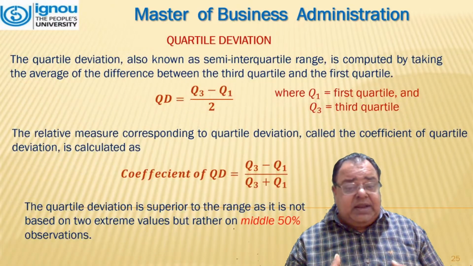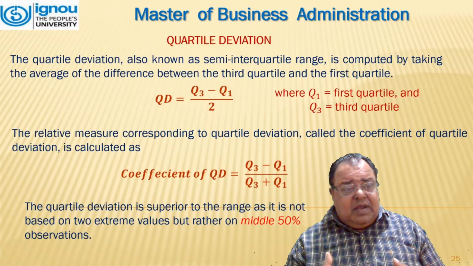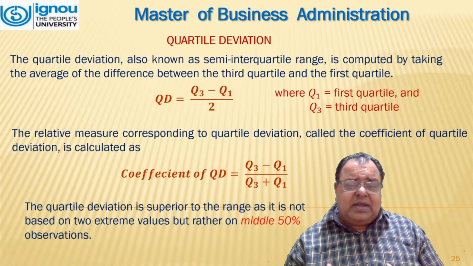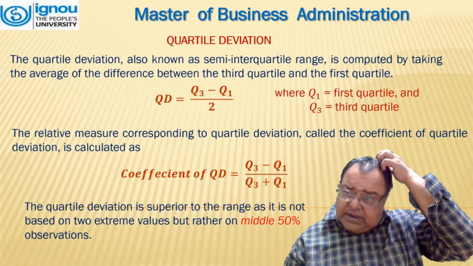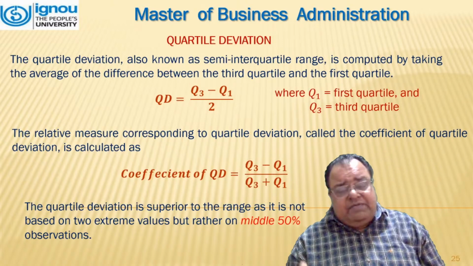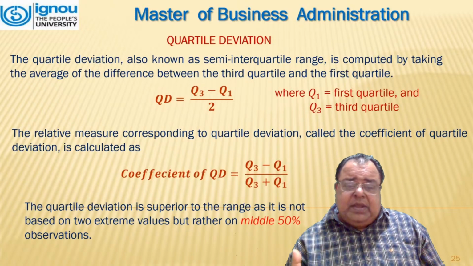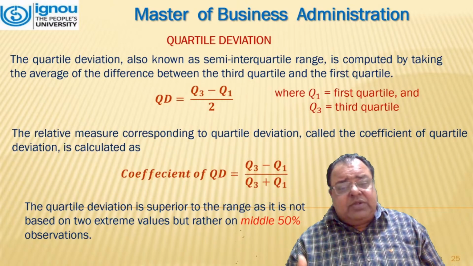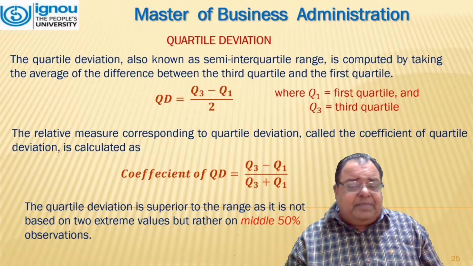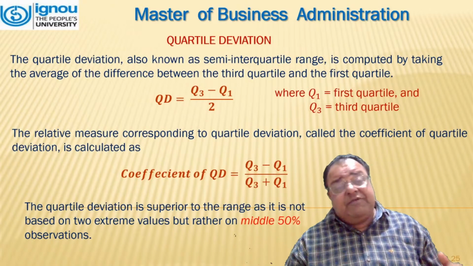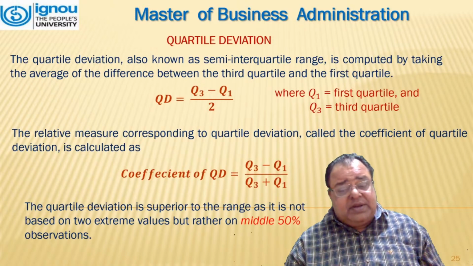Then comes your quartile deviation. Quartile deviation is also known as semi-interquartile range. It is computed by taking the average of the difference between the third quartile and the first quartile. So mathematically, quartile deviation is equal to (Q3 minus Q1) upon 2. Q3 is the third quartile, Q1 is the first quartile. And if we talk in terms of relative measure corresponding to quartile deviation, then it is known as coefficient of quartile deviation. That is (Q3 minus Q1) divided by (Q3 plus Q1).